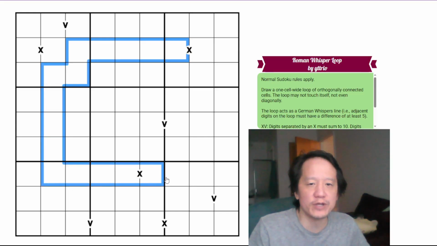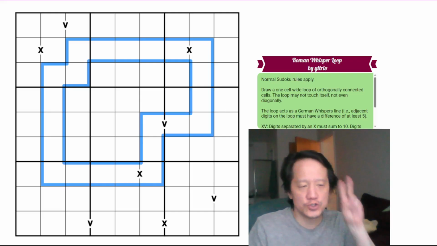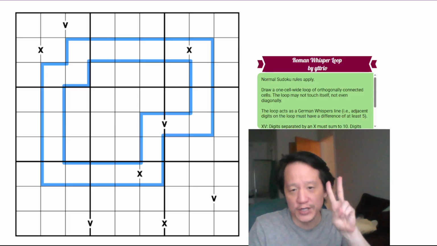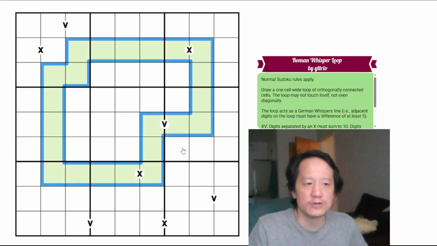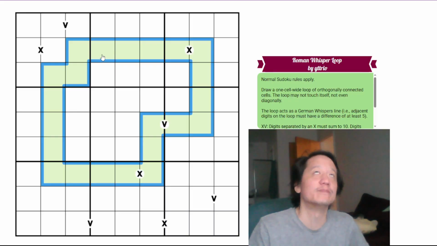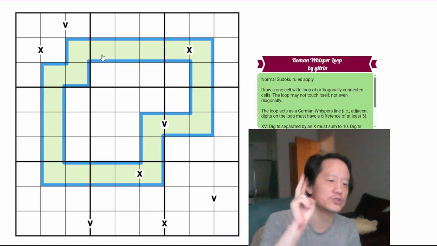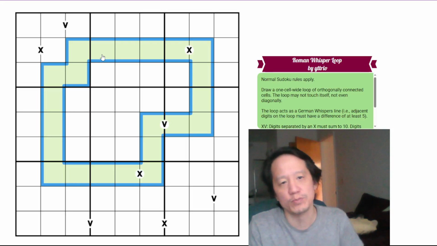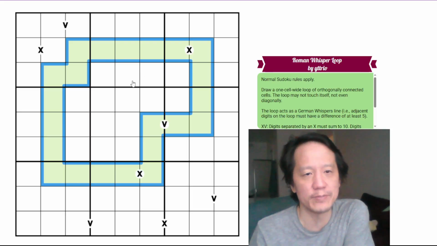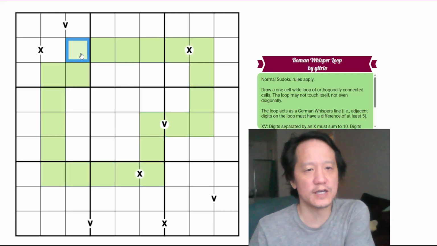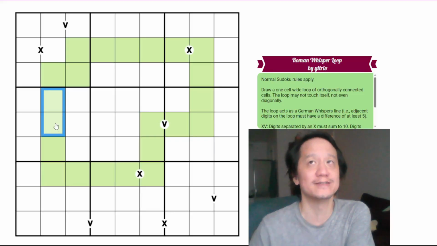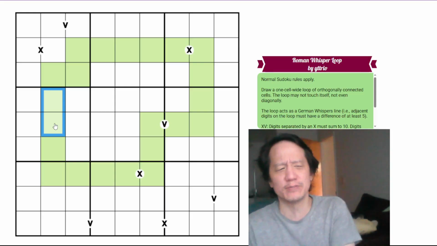Another way of putting it is that every cell on the loop must share an edge with two and only two other cells on the loop. So this is a valid example of a loop because every cell on the loop shares an edge with exactly two cells on the loop. That's probably a better way of putting it.